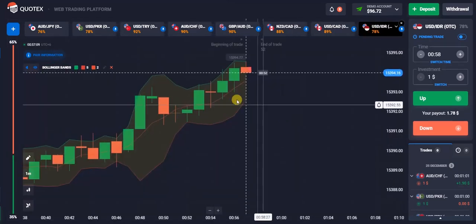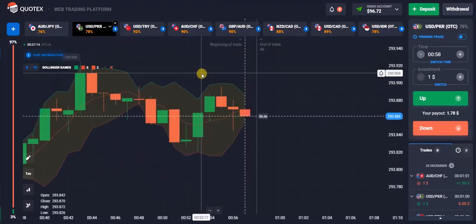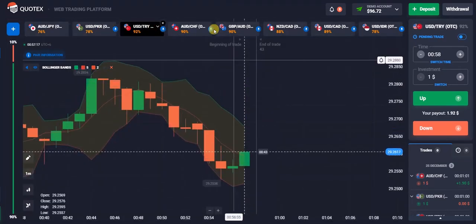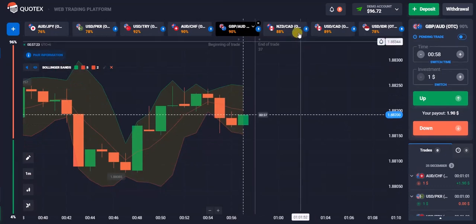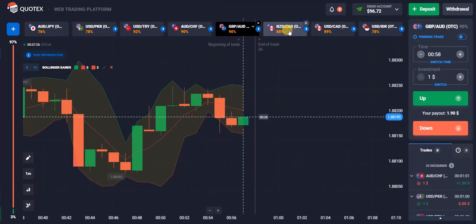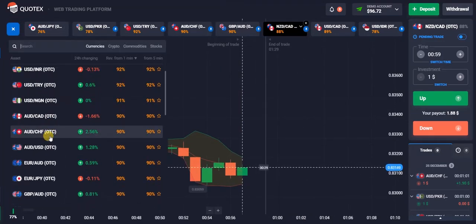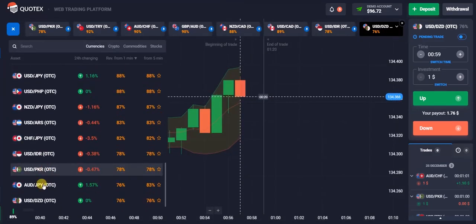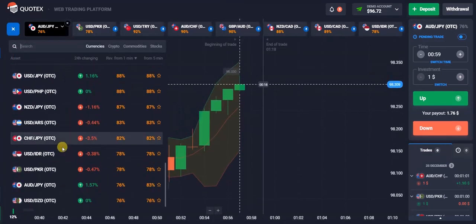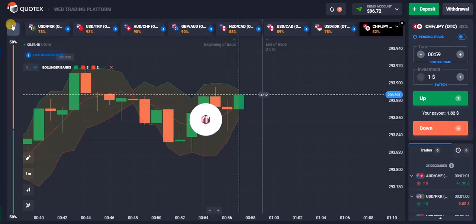No trade here. USD IDR, no trade here. No trade here. USD PKR, no trade here. USD TRY, no trade here. Okay, USD IDR. So let me open a few more currencies to see if we can find a good one. Yeah, we already have USD PKR.